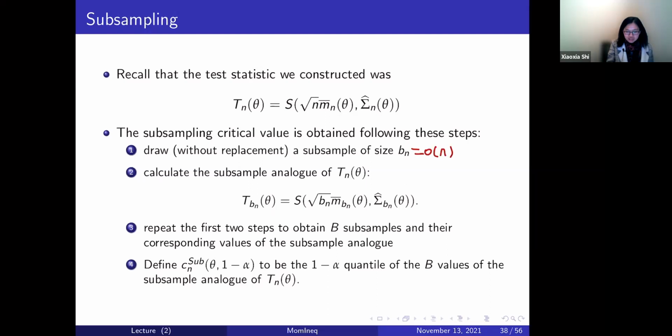And then you calculate the subsample analog of the test statistic. So basically you calculate the same statistic and plug in the S function, but using the subsample. You repeat the subsample calculation capital B times for capital B subsamples. You take the 1 minus alpha quantile of the B values. That will be the subsample critical value. Okay, so that's the generic subsample critical value.